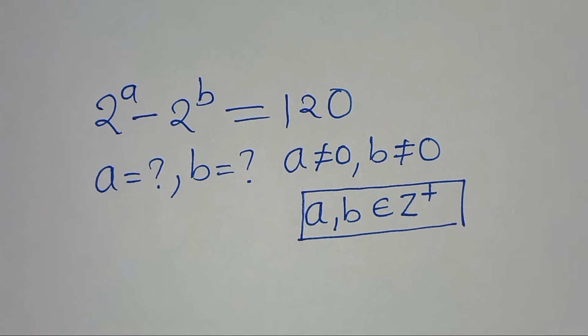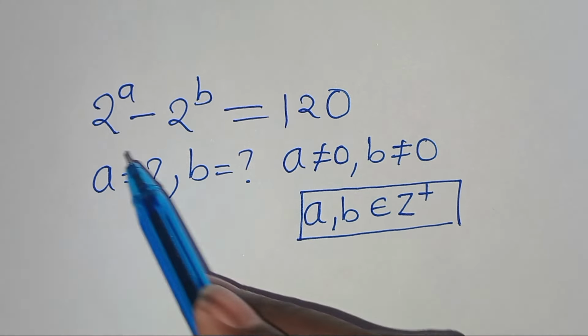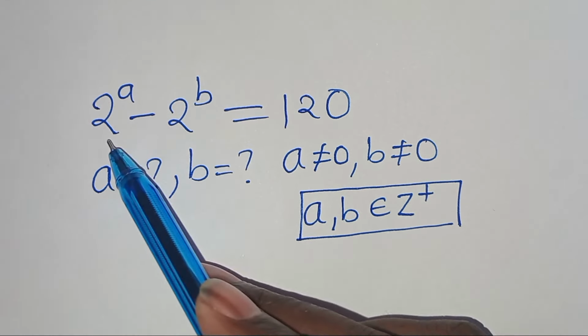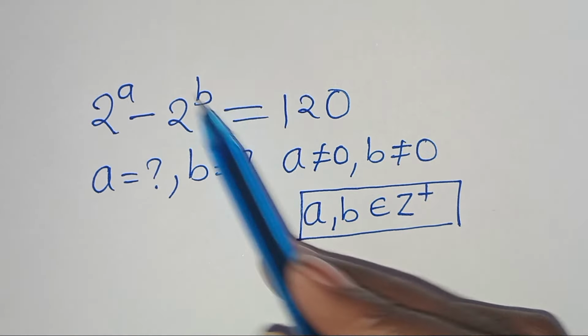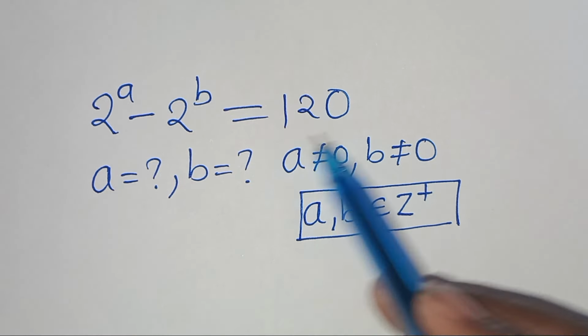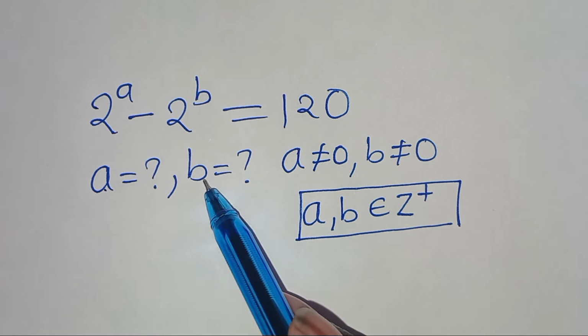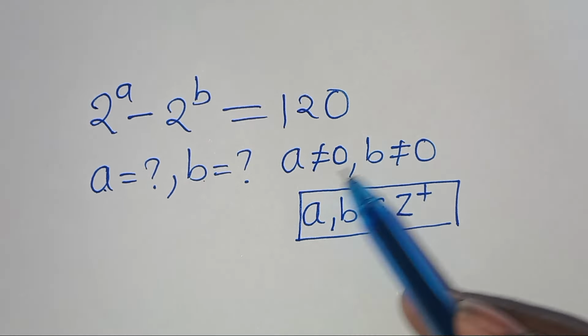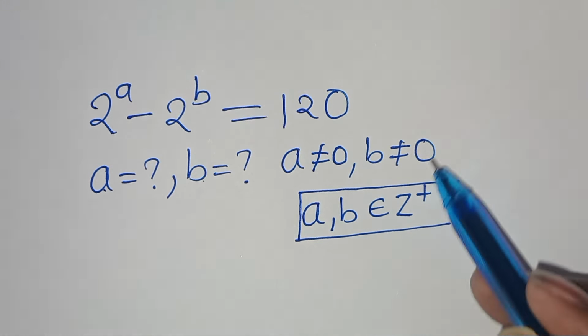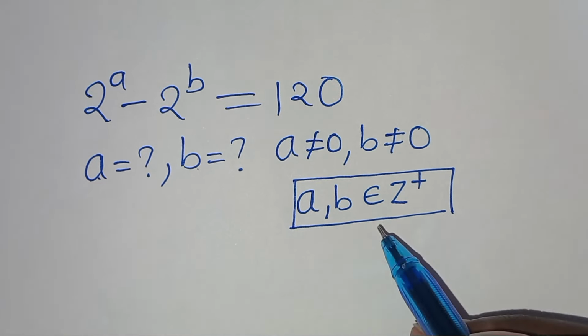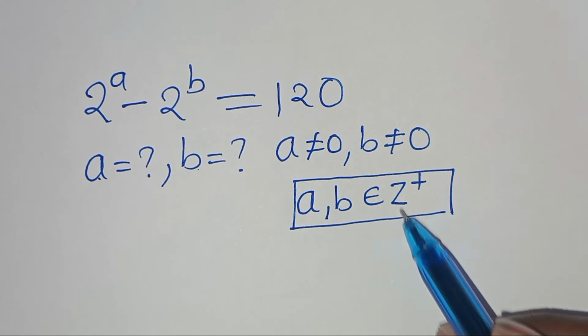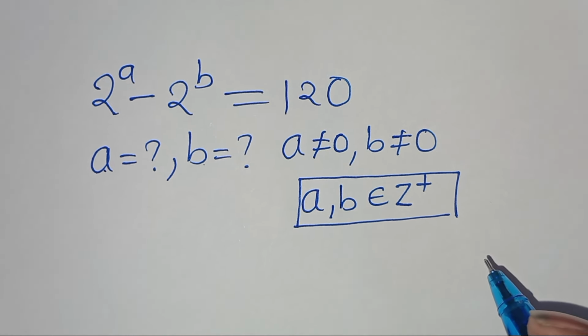Hello everyone, you're welcome to solve this nice algebra problem, which is 2 to the power of a minus 2 to the power of b. This is equal to 120. What is the value of a and what is the value of b, given that a is not equal to 0 and that b is not equal to 0? And such that a and b, these are members of positive integers.